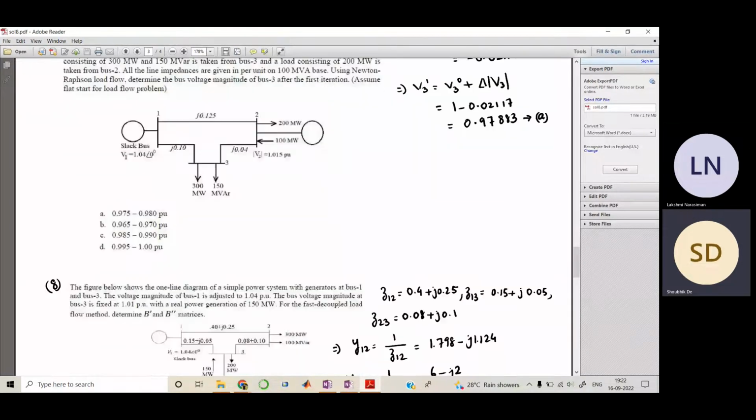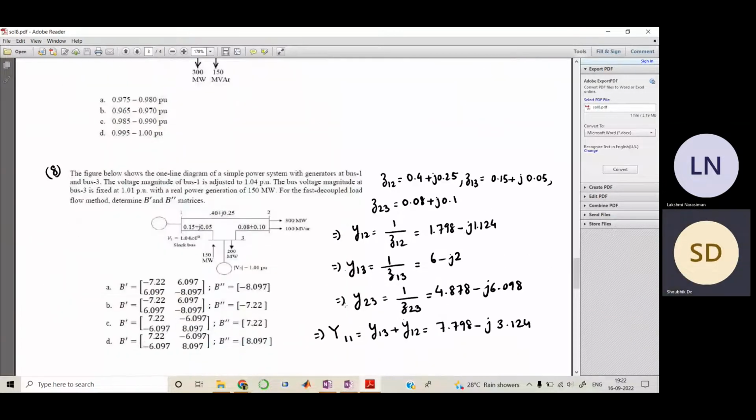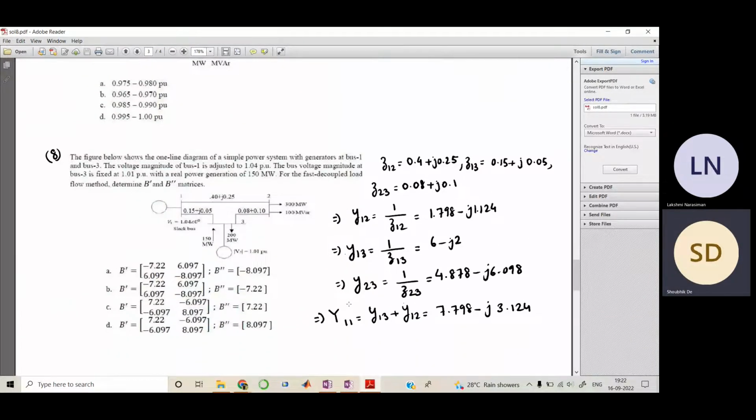Okay, now let us go to this fast decoupled load flow problem. Here you see that in this problem, bus 1 and 3 are generator buses. This is the slack bus, this is a PV bus since voltage is known, and this is a PQ bus since we have the reactive and active power. For this, they have told us to find the B dash and B double dash matrices.